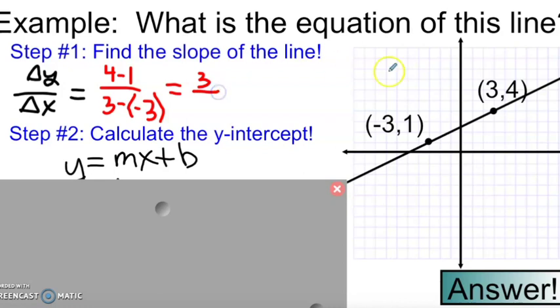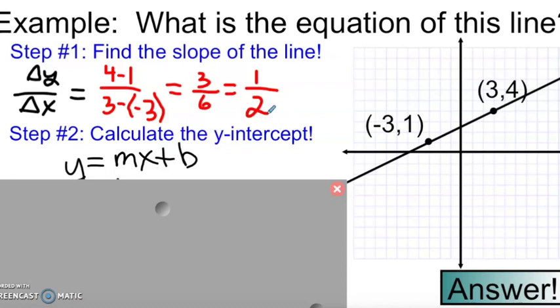And then I'm going to do my x's. So I'm going to have 3 minus negative 3. And remember, when we minus two negatives, that becomes a positive. So this becomes 3 plus 3 is 6. And then 3 over 6 simplifies to 1 over 2. So a simpler fraction of 3/6 is 1/2.